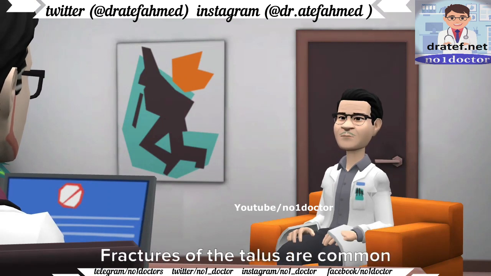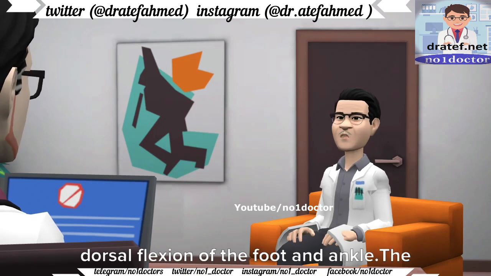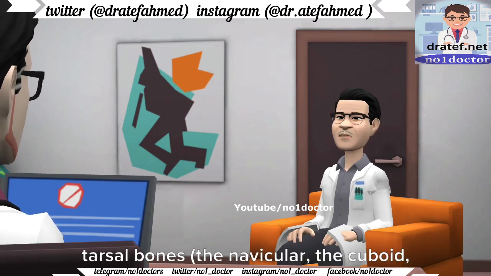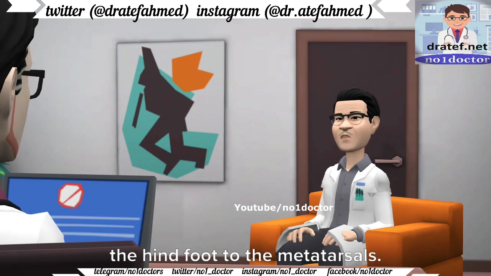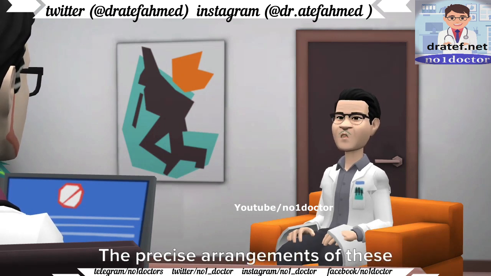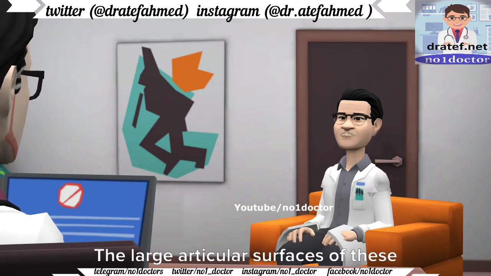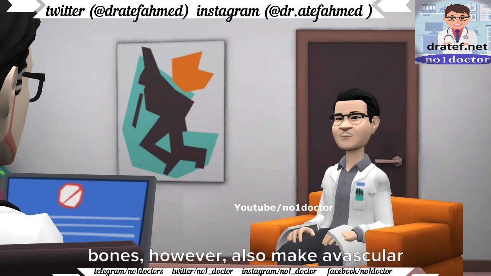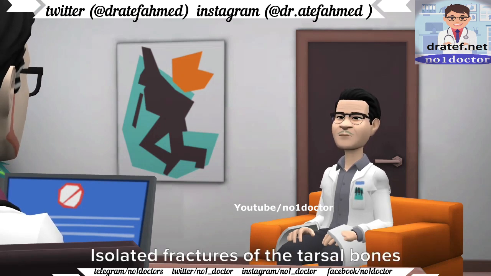Fracture of the talus. Fractures of the talus are common and frequently the result of forced dorsal flexion of the foot and ankle. The tarsal bones, the navicular, the cuboid, and the 3 cuneiform bones link the hindfoot to the metatarsals. The precise arrangements of these bones provide mechanical stability to the arch of the foot. The large articular surfaces of these bones, however, also make avascular necrosis a potential complication with any fracture.